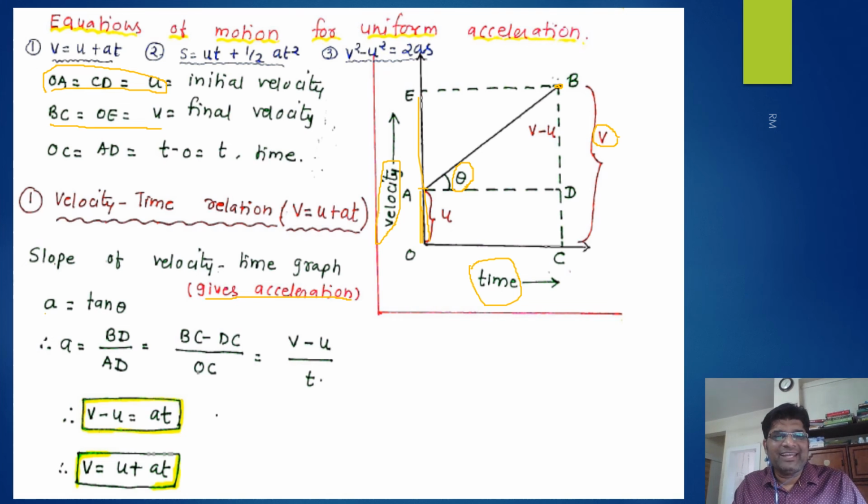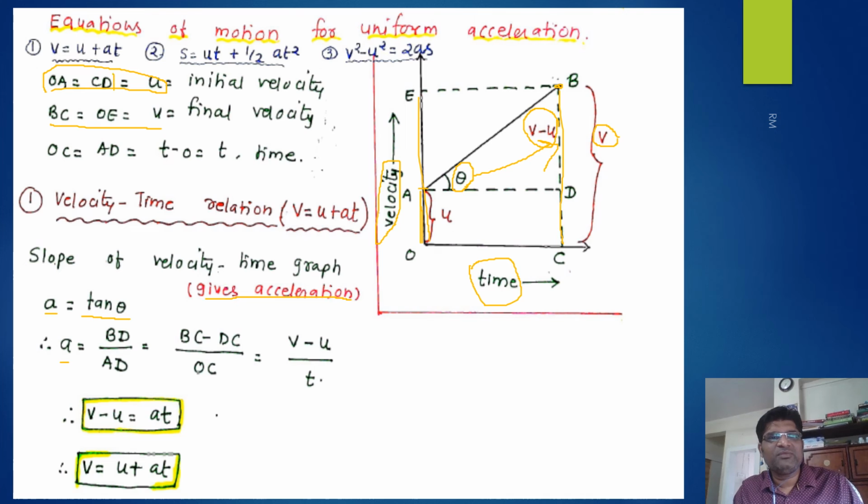So we can say that acceleration is equal to slope, which is equal to tan theta, or you simply can say it's the gradient. So a is equal to tan theta. That is your acceleration, and from the figure you can clearly see tan theta is equal to opposite side BD divided by adjacent side AD. To find BD, what will you do? You will subtract this DC from the whole BC. So BC minus DC, you will have ultimately your BD, and that is equal to v minus u.